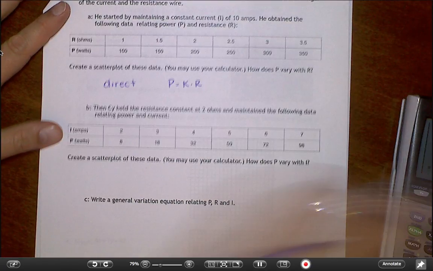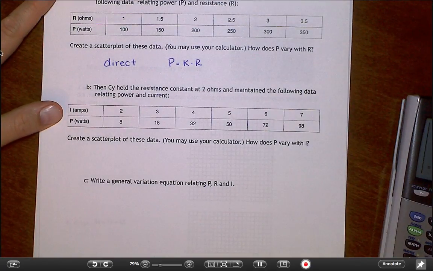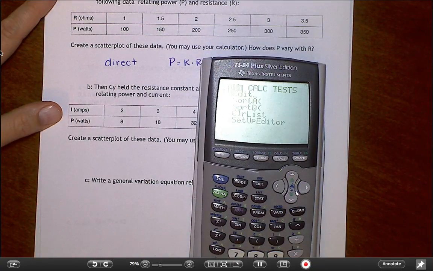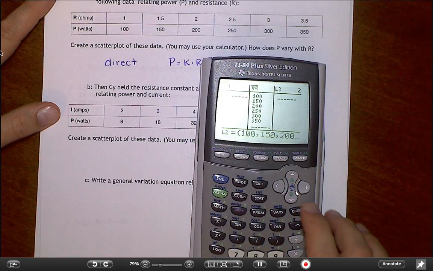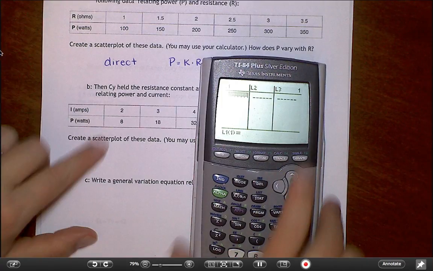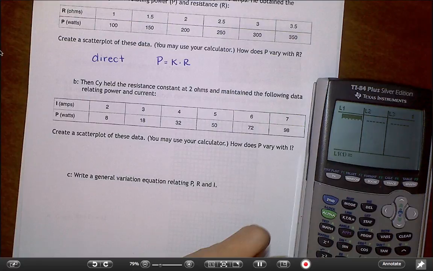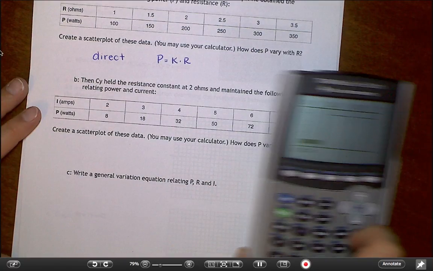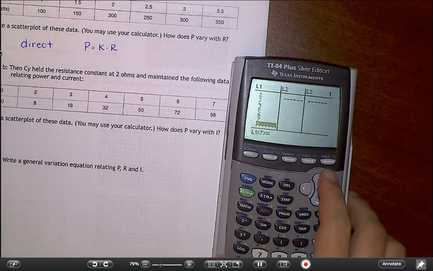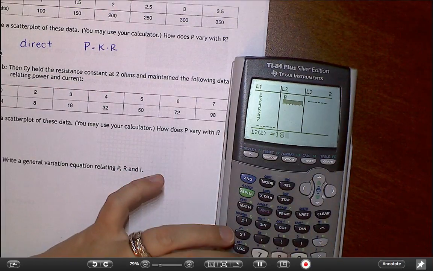Okay, now we're going to do the same thing again, except with a different set of data. So again, I'm going to go Stat, Edit. I'm going to clear my lists, which means I go up to the top and I hit Clear and Enter. And then I'm going to enter in this list. So 2, 3, 4, 5, 6, 7 in that first list. The second set of numbers goes here.